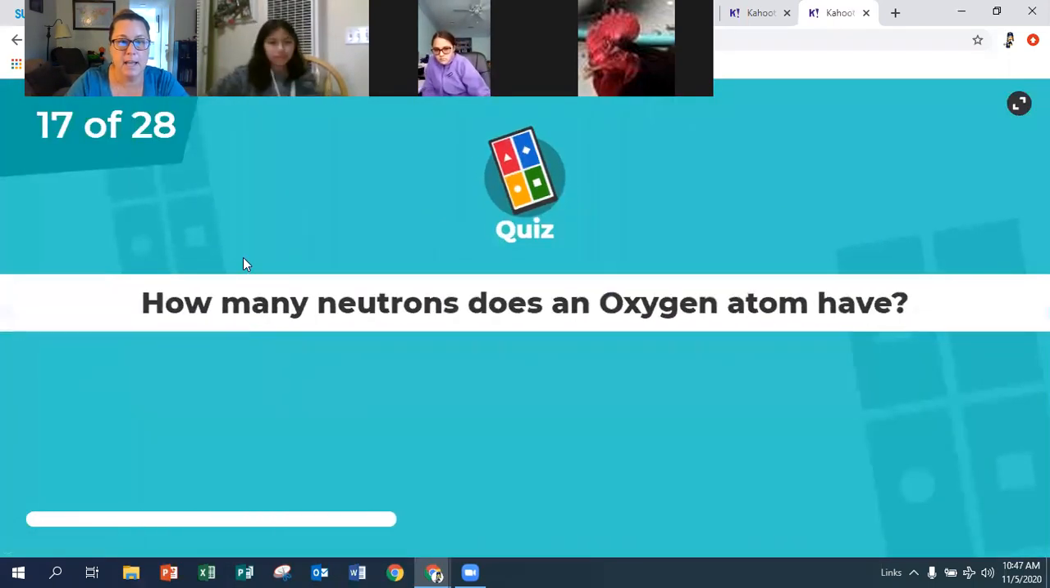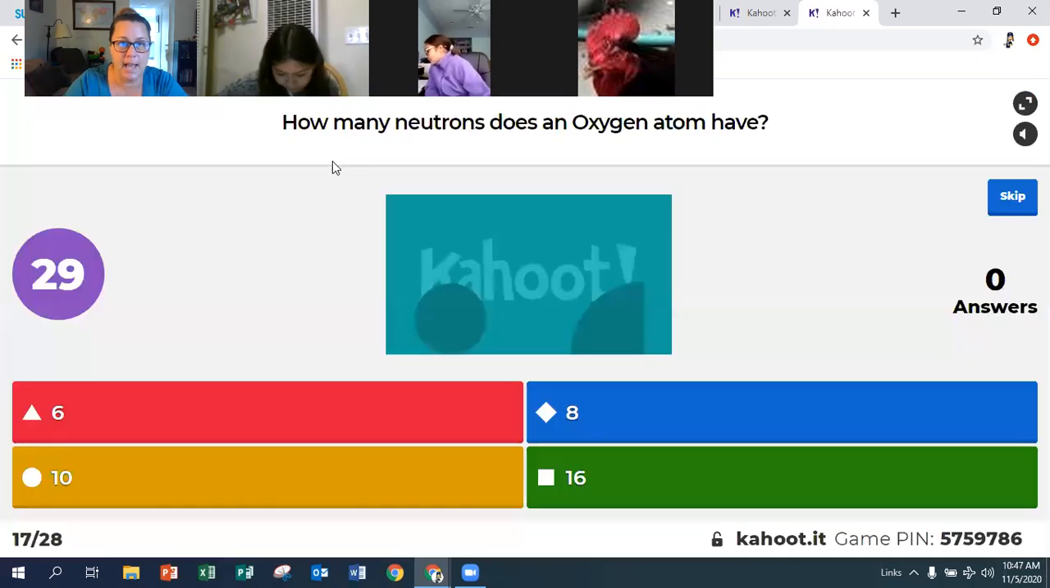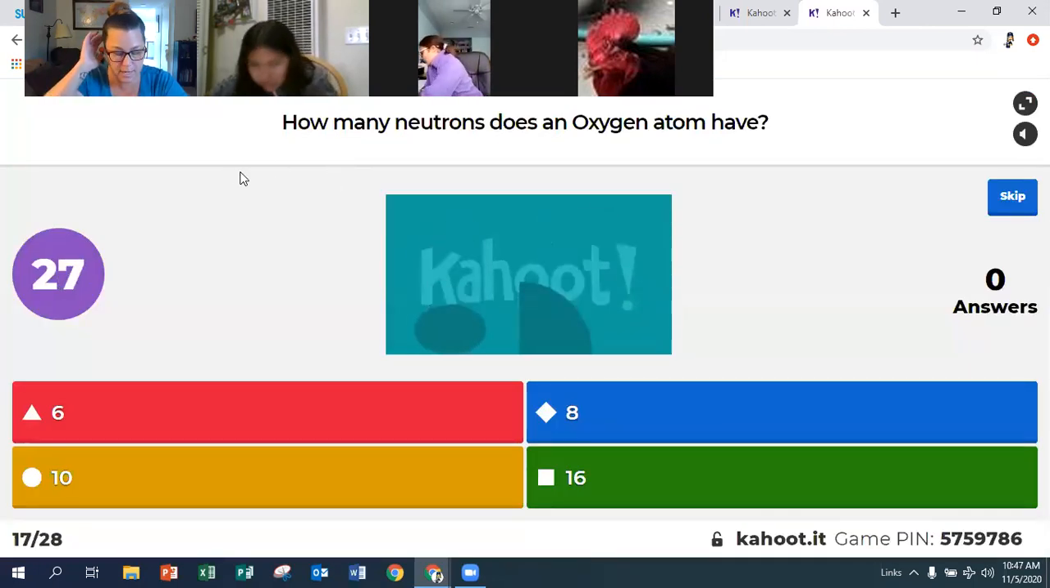Question 17. How many neutrons does an oxygen atom have? Oxygen is over in group 16.